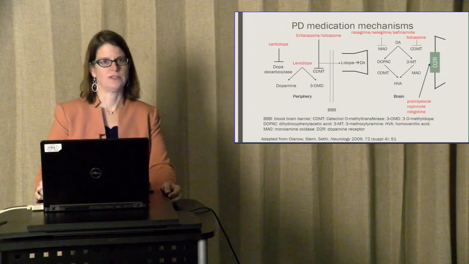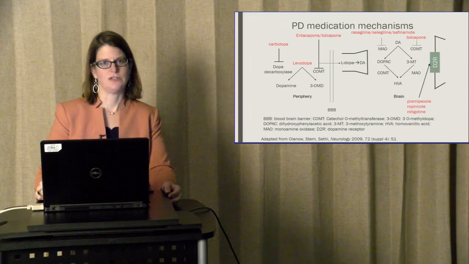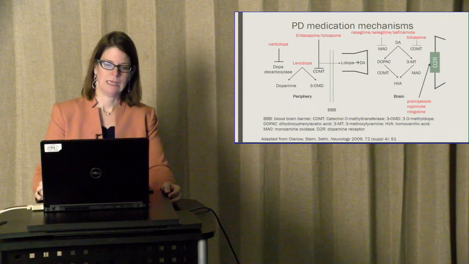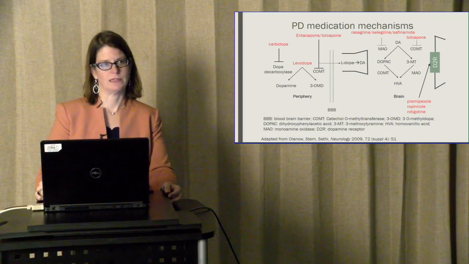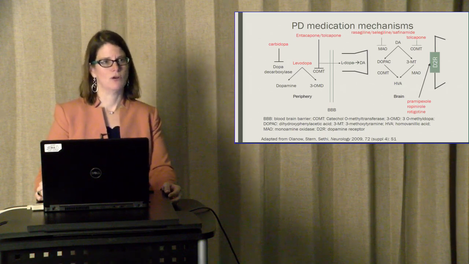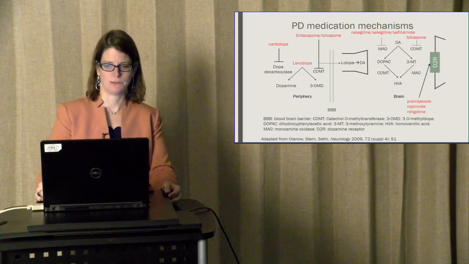And then there's also the COMT, which also breaks down the levodopa, not into dopamine, but into 3-OMD. And the COMT inhibitors like entacapone and tolcapone can stop that breakdown. So again, they allow more of it to get into the brain to be effective at the dopamine receptor.